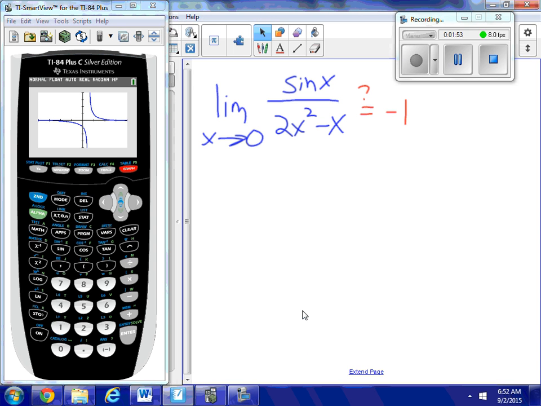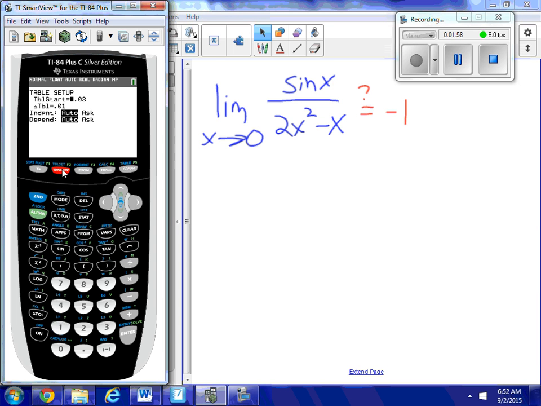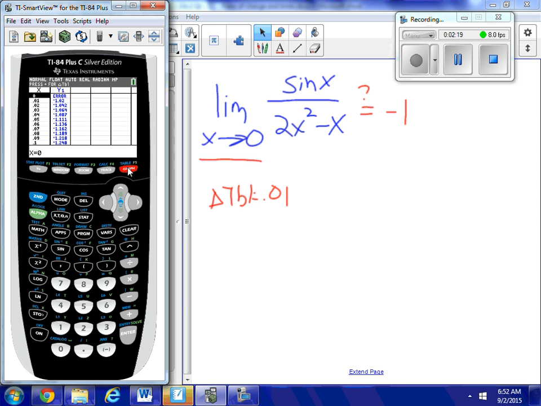Okay, so let's take a look at it on the table. So I'm going to go second table set. And since I'm looking for it as x approaches 0, I want my table to start at 0. I like the delta table, the change in the table increments, to start about 0.01. That's a good place to start. It's small enough. And so I'm going to go second table. Now I'm starting at 0, so I scroll up a little bit to see the ones below 0. And again, it's looking to me as if the answer is going to be -1. So from the calculator, that's what I think the answer is.